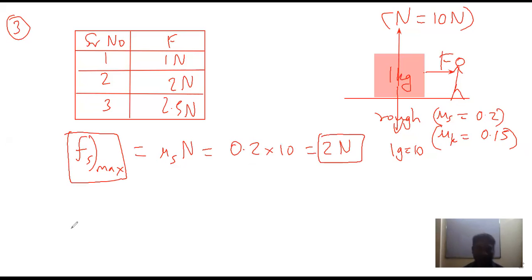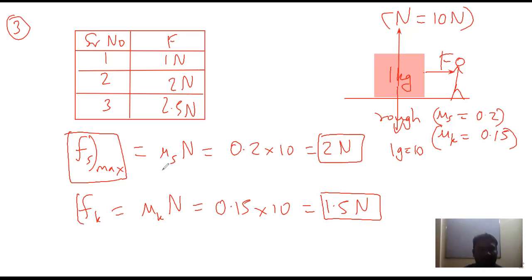Then let us consider kinetic friction Fk. It is mu k into N, which is 0.15 into 10. So it comes out to be 1.5 Newton. So kinetic friction is 1.5 Newton.